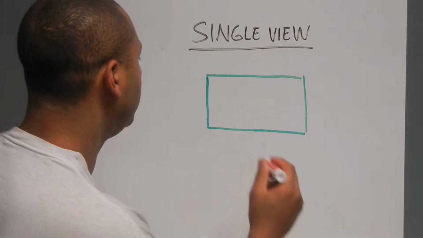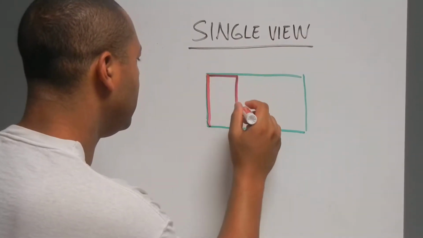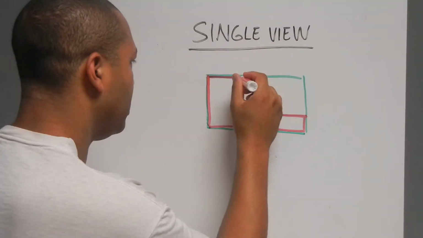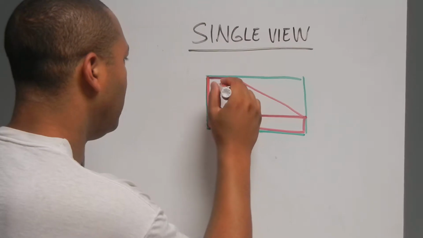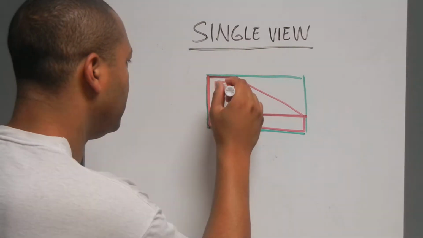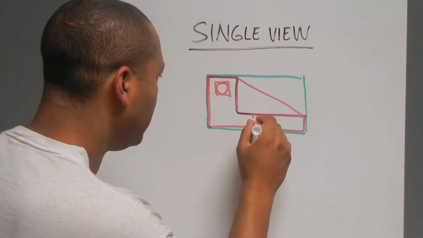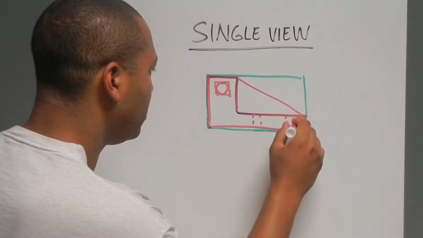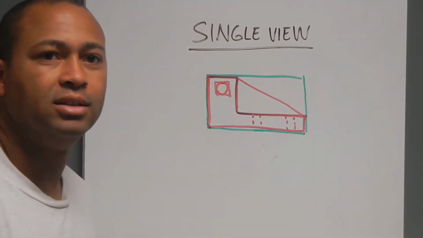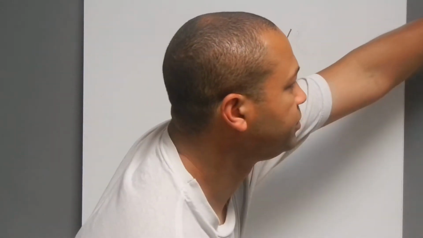Then what I'm going to do, I'm going to start adding some detail to it. Probably have a hole here. So I'm going to sketch it out first, and then I'll probably have some hidden lines here for that object. And then I can erase my guidelines and get rid of that. And that's an example of a single view.